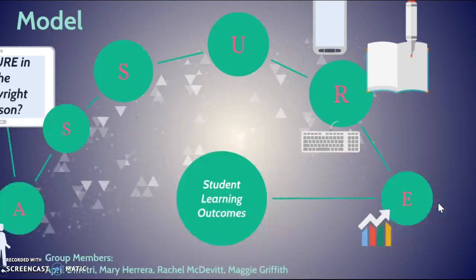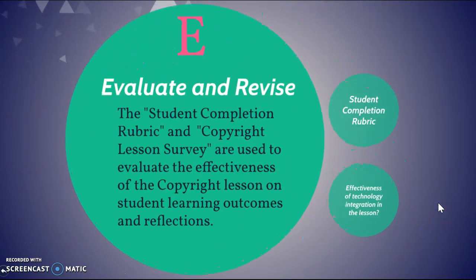And then finally, as we get to the end, it is very important to evaluate and revise according to how the lesson went. The students will complete the student completion rubric and the copyright lesson survey. And these are used to evaluate the effectiveness of the copyright lesson on student learning outcomes and reflections.